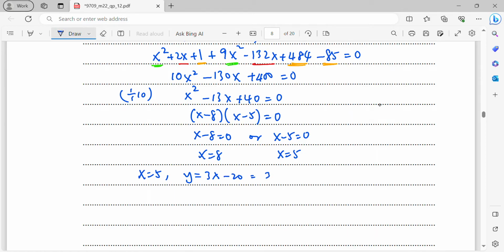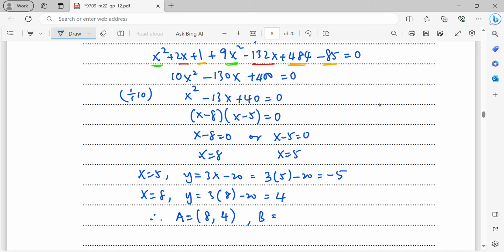That means it becomes 3 times 5 minus 20. So this is going to be minus 5. When x equals to 8, your y is 3 times 8 minus 20, which is 4. Therefore, now I will write A is basically with the greater x. So it's 4. That will be the points of A, and the B will be 5 and minus 5. Okay, these are the 2 points that we have just found.